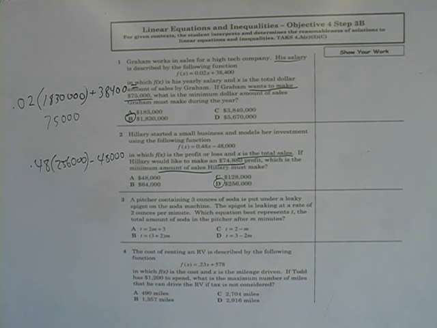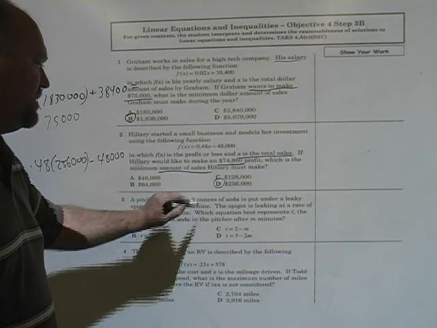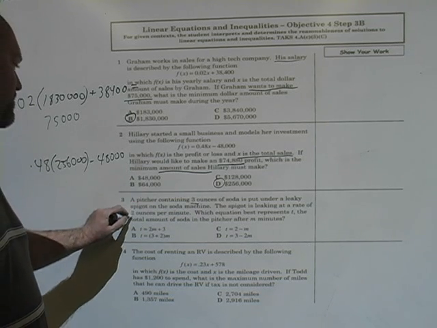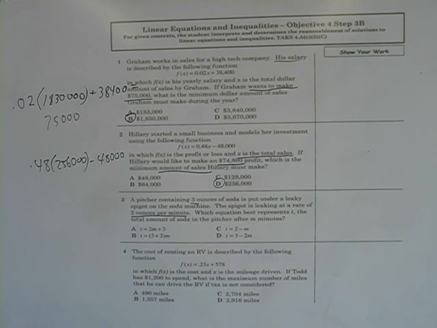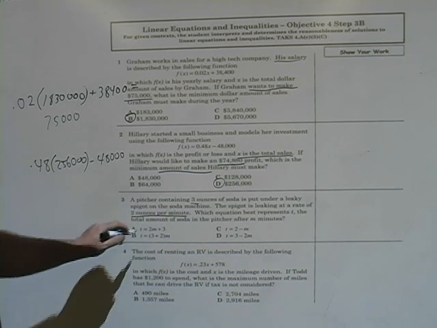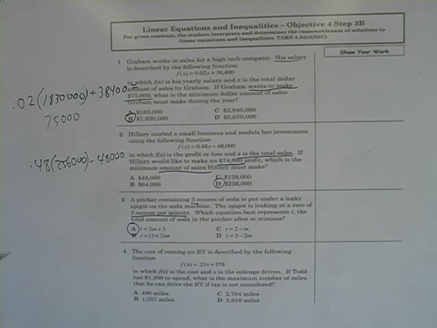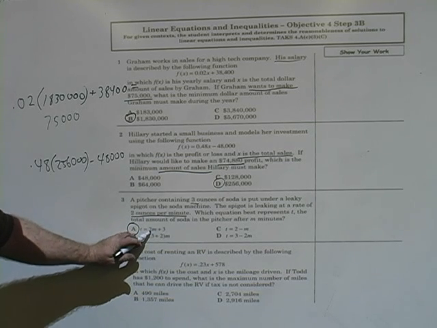A pitcher containing 3 ounces of soda is put under a leaky spigot on the soda machine. The spigot is leaking at a rate of 2 ounces per minute. Which equation best represents T, the total amount of soda in the pitcher after M minutes? So you're starting with 3, and every minute you're adding 2 more. So 3 plus 2m. It's 3 plus 2m.